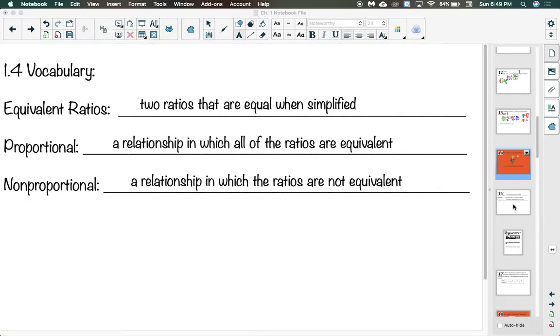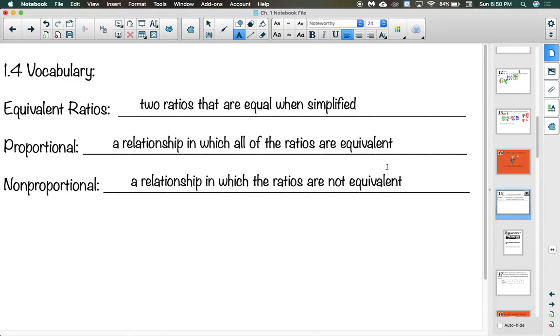So let's start with some vocab. Remember to keep your vocab caught up in those flashcards and study them every night. First set of vocab words is equivalent ratios. Equivalent ratios are two ratios that are equal when simplified. We did that a little bit in Chapter 1, Lesson 0 when we saw if those ratio examples were equivalent. Proportional, big word for this chapter.